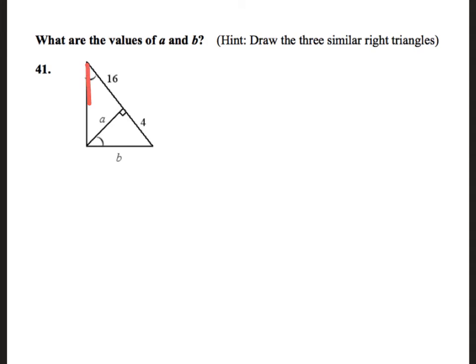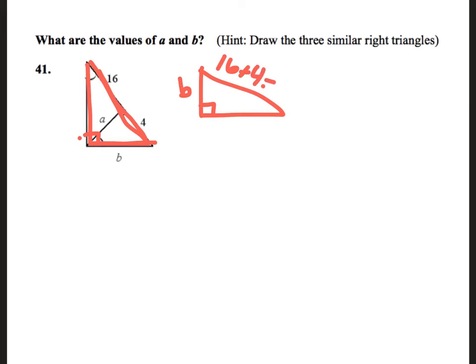So let's see. First thing, we have this entire triangle, the big red one. Again, there's a right angle here. For my short side, it's going to be our B value. And then notice your hypotenuse is this whole length, 16 plus 4, which equals 20.